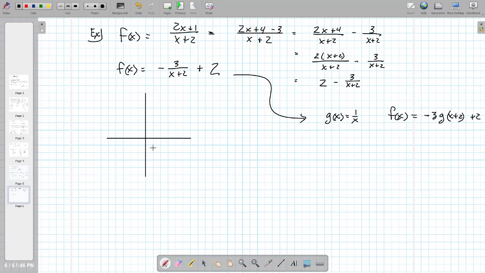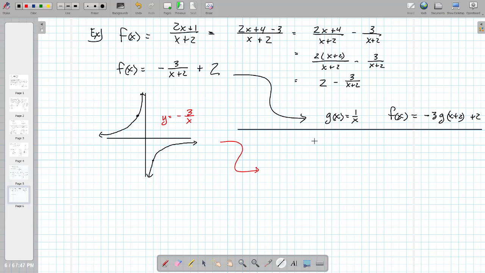So we would have here 1, 2, 3, 1, 2, 3, where the original 1 over x graph is down here. It gets reflected and stretched by a factor of 3, so it'll be up here. So I'm doing just the reflections and the stretching factor right now. And it's going to look something like this. Right? This graph is y is equal to negative 3 over x.